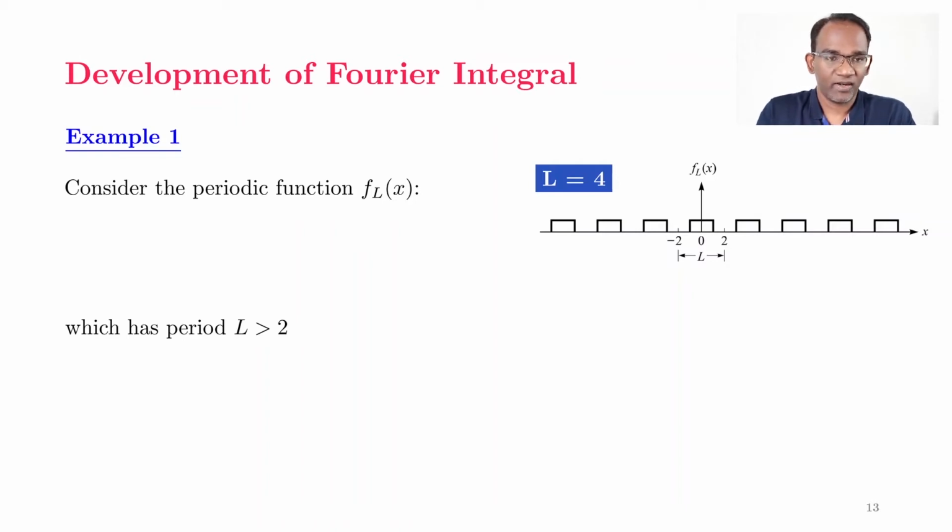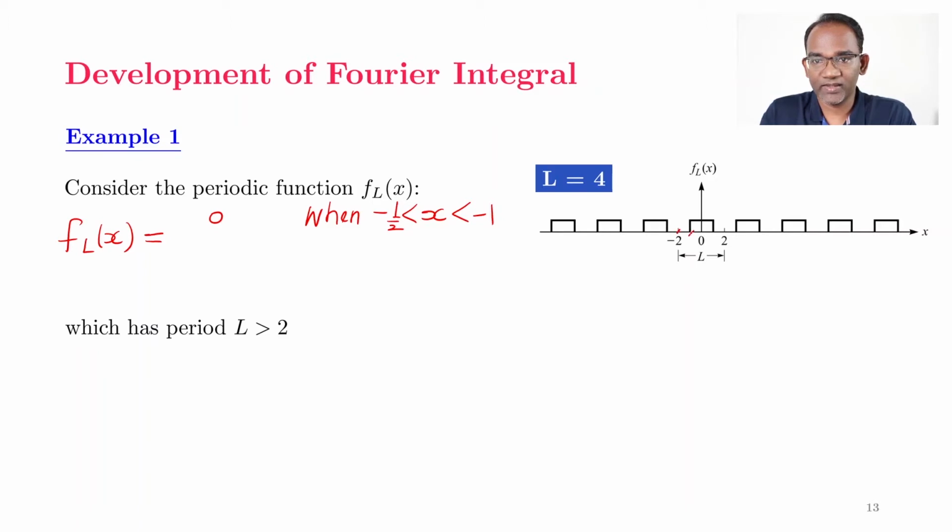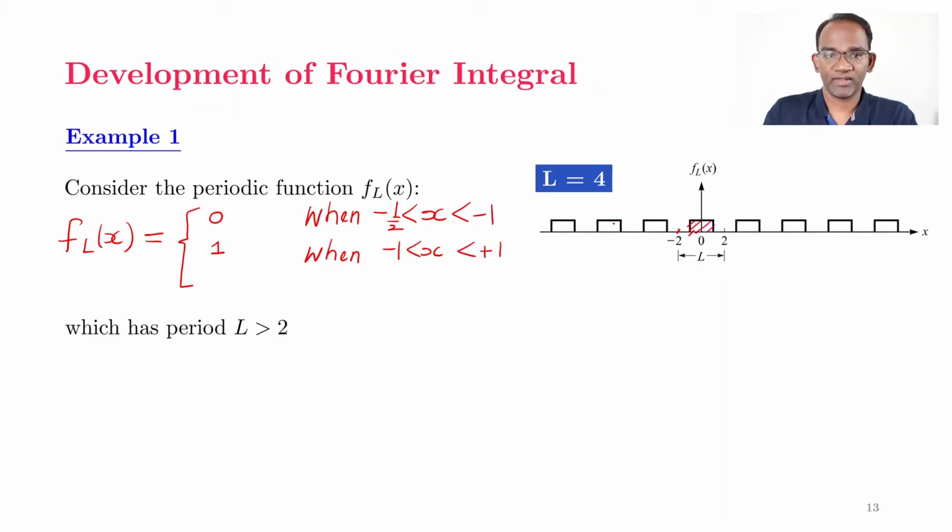In example 1, let us consider a periodic function f_L(x) that is defined to be 0 when x is between -L/2 and -1. So here it is 0. And this is 1 when x is between -1 and +1. So in this region, the function is 1. And it is 0 when x is between 1 and +L/2. So in this portion, the function is again 0. Obviously, this function has a period L which is greater than 2, or precisely it is equal to 4.